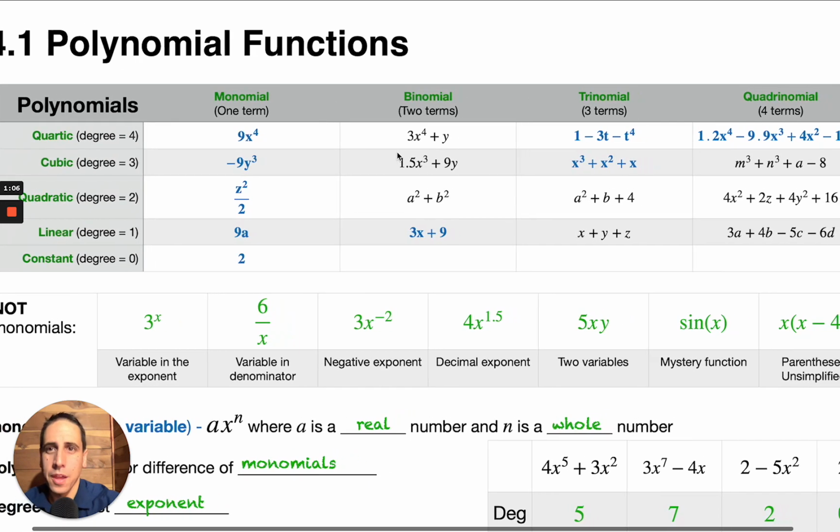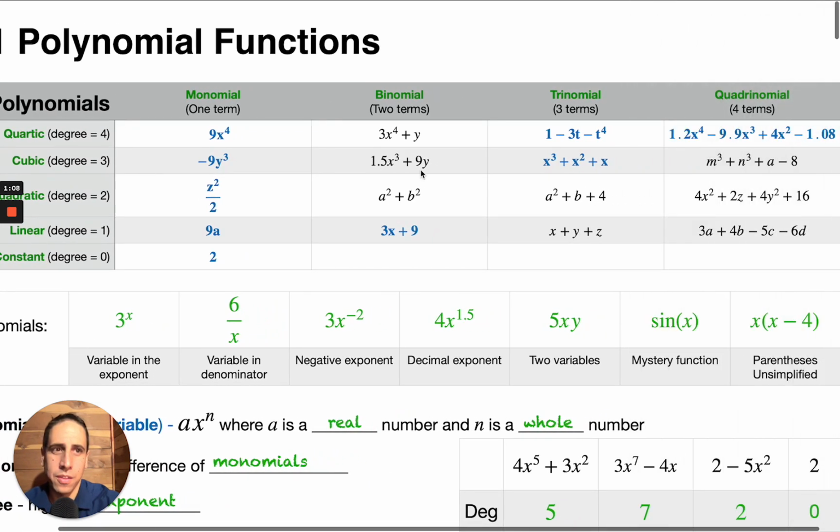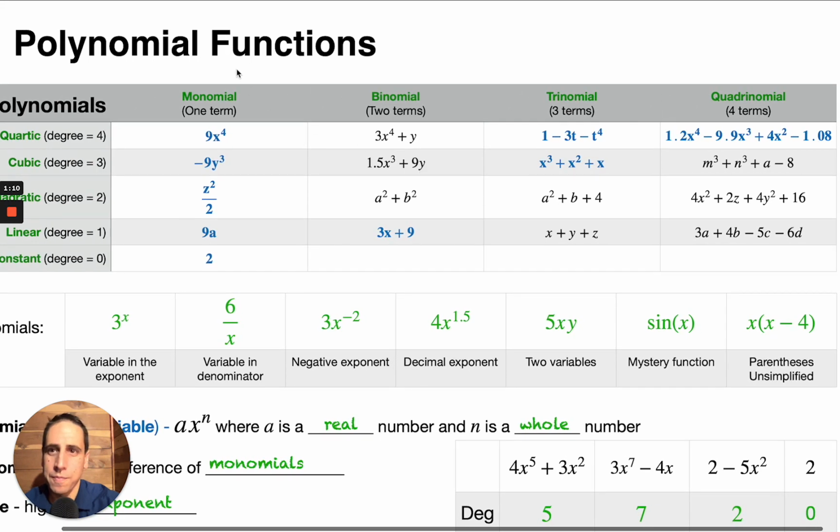And then also on top of that, we can classify things based on how many terms they have. You can see 9x to the fourth has just one term, so we'll call that a monomial. Two terms, binomial, bi for 2. Trinomial, 1, 2, 3, there's 3 of them. Quadrinomial, there's 4 of them. Typically not going to see more than that, but it's just some handy vocabulary.